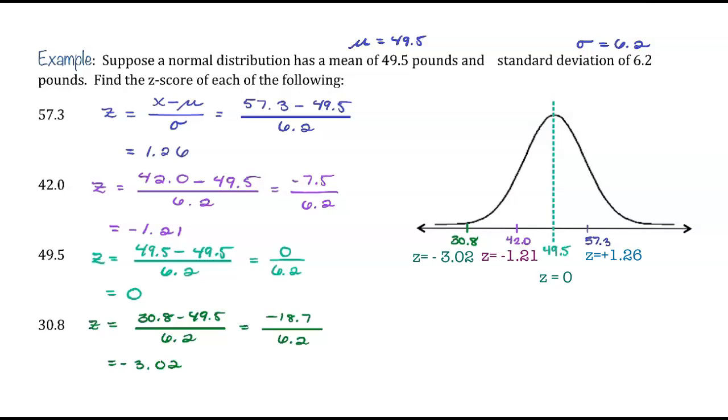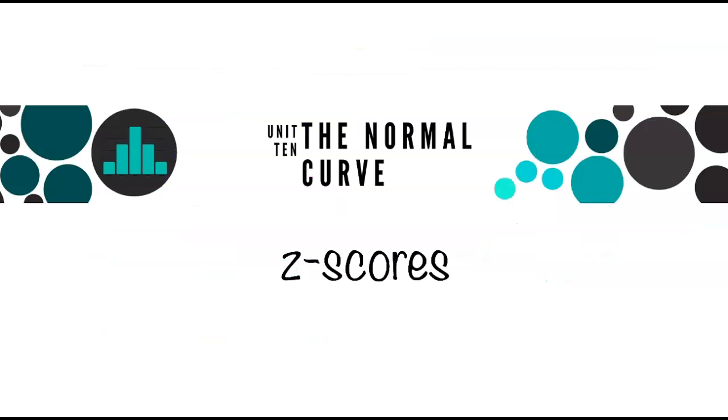We can translate any data value for any normal distribution into a z-score, which tells us exactly where that data value is located in relation to the rest of the dataset. That concludes this lecture video on how to calculate z-scores for normal distributions.